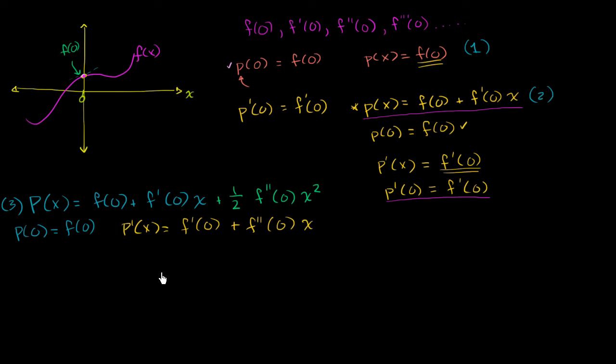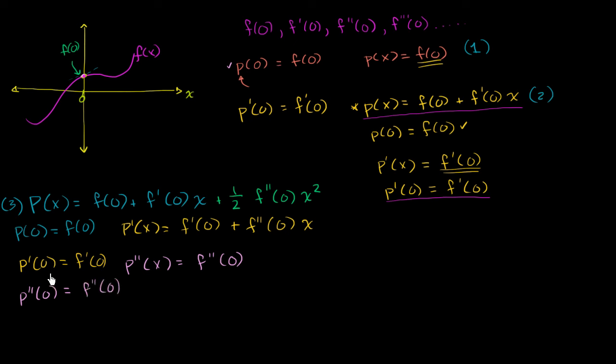Now, what is p prime of 0? So let me write it right here. P prime of 0 is what? Well, this term right here is just going to be 0. So you're left with this constant value right over here. So it's going to be f prime of 0. So far, our third generation polynomial has all the properties of the first two. And let's see how it does on its second derivative. So p prime prime of x is equal to, this is a constant, so its derivative is 0. So then you just take the coefficient on the second term, which is f prime prime of 0. So what's the second derivative of p evaluated at 0? Well, it's just going to be this constant value. It's going to be f prime prime of 0.